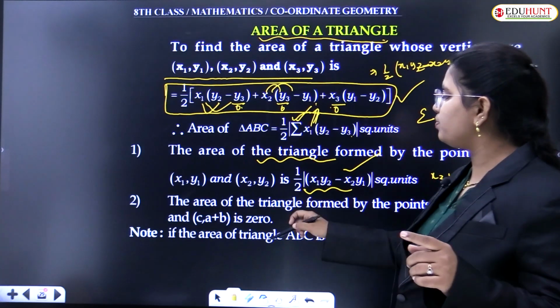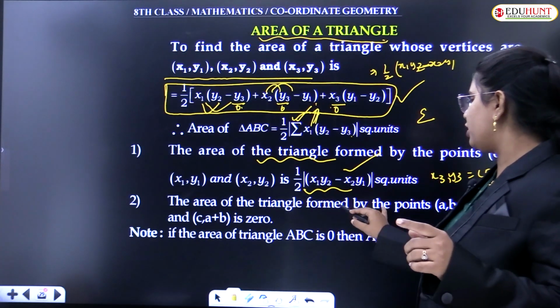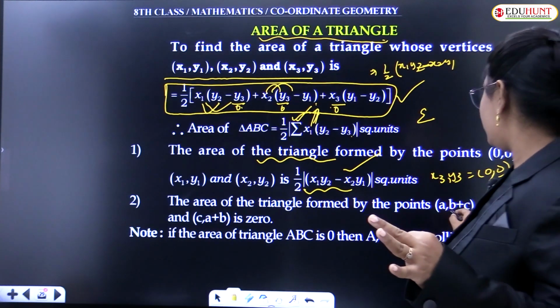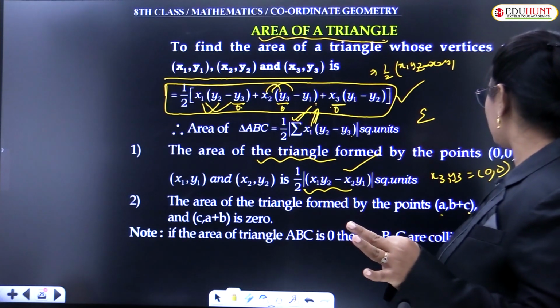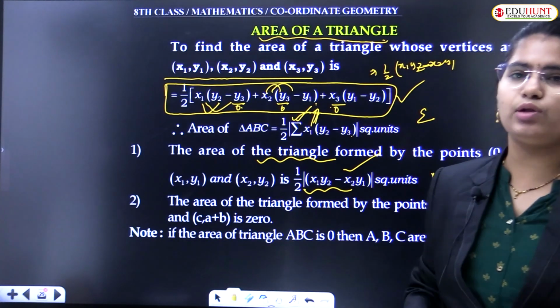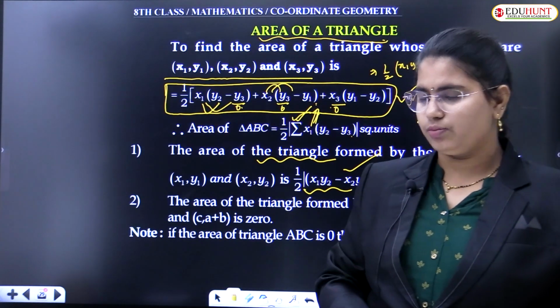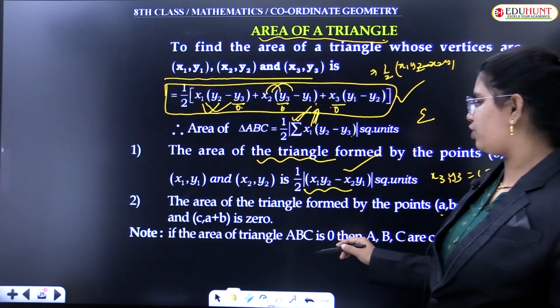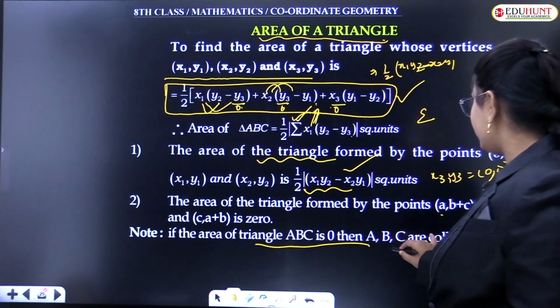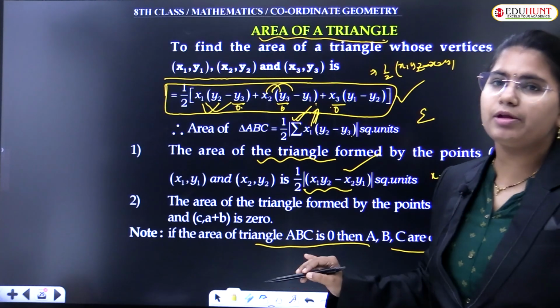What is the next note point? The area of the triangle formed by the three points a comma b plus c, b comma c plus a, and c comma a plus b is always 0. And what is my next point? If the area of triangle ABC is 0, then A, B, C are called collinear points.